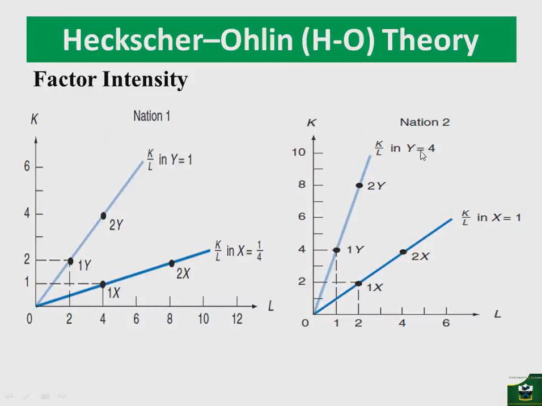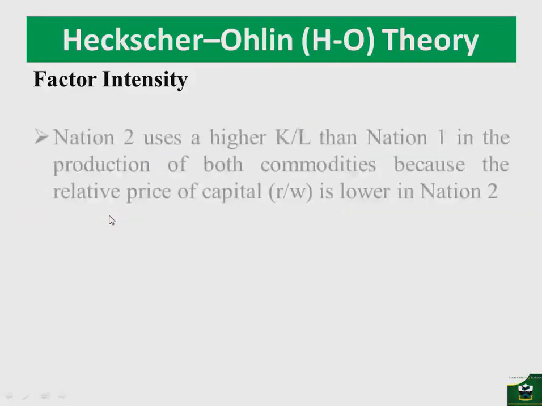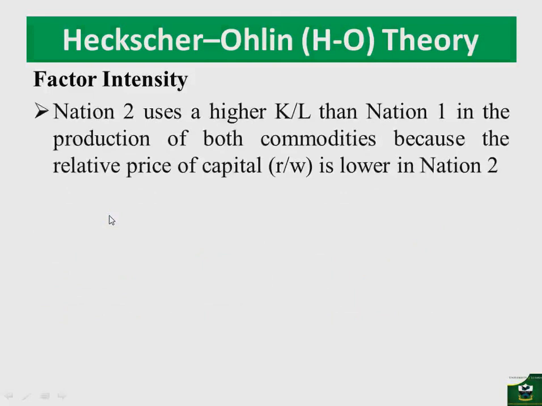So if you look at nation 2, look at the production of commodity Y. The capital labor ratio here is high, 4 compared to 1. And if you look at the production of commodity X, the capital labor ratio here again is high, 1 compared to 1 over 4. So nation 2 then has a higher capital labor ratio in the production of both commodities compared to nation 1, and this is because the relative factor price is lower in nation 2. In other words, the relative price, that's the price of capital and labor, is cheaper in nation 2 compared to what we see in nation 1.